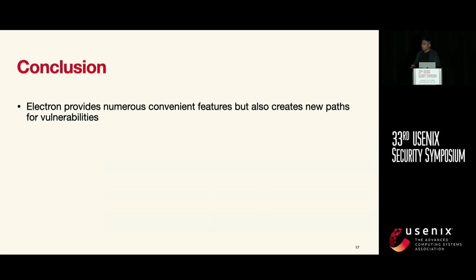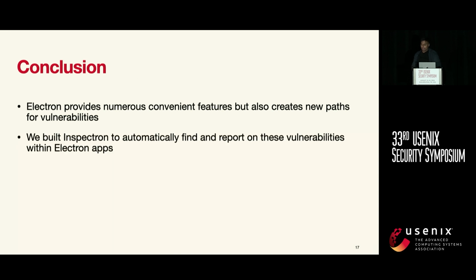There are 3 things that I'd essentially boil this talk down to. One is that Electron's a good idea in that it provides a bunch of features, but it also creates this whole range of new vulnerabilities that need to be evaluated and basically confuse developers. We created a dynamic analysis system that does just that. It basically analyzes these apps and reports on the vulnerabilities we find from it.